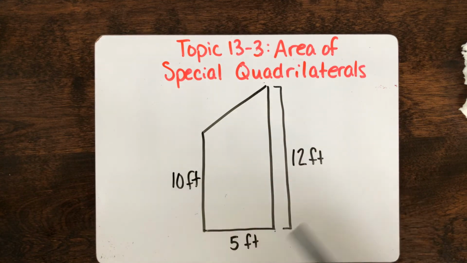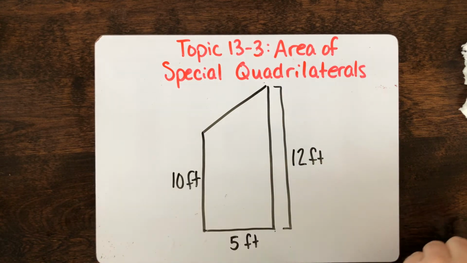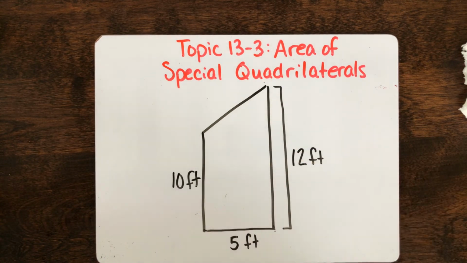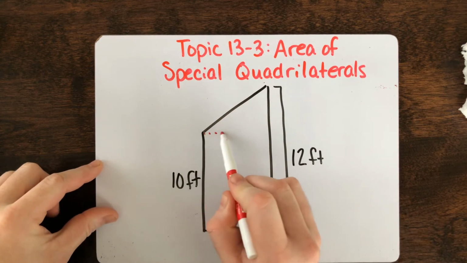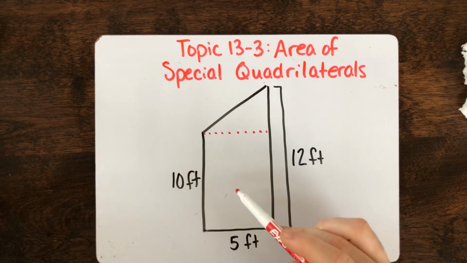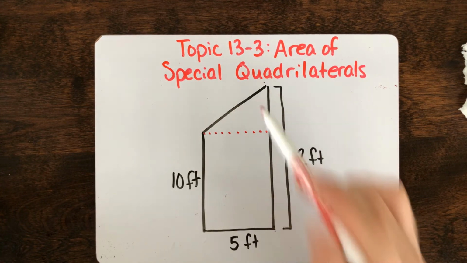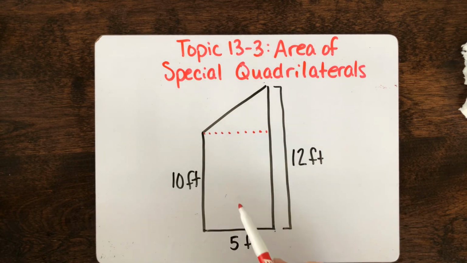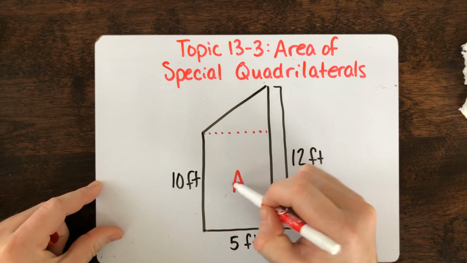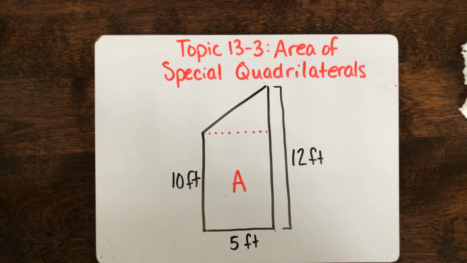Again, what shape is this? This is also a trapezoid, okay? Doesn't look like our standard trapezoid, but it has a set of parallel sides. All right, so how can we break up this trapezoid into two shapes that we know how to find the area of? Well, we could break it up like that. Rectangle, I know how to find the area of. Triangle, I know how to find the area of. So let's start with this rectangle. We'll call it A.